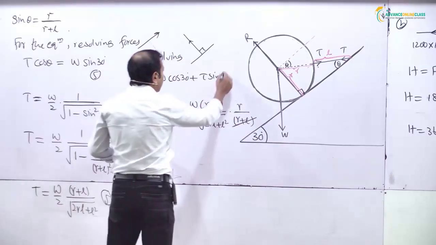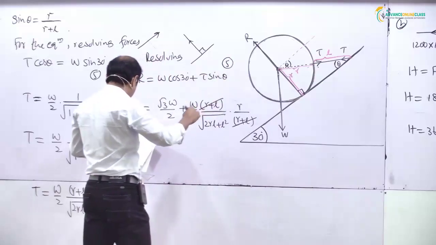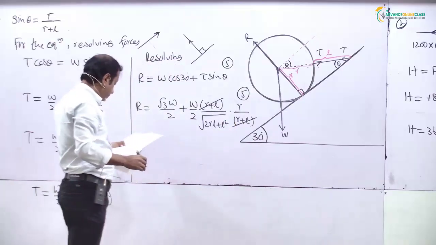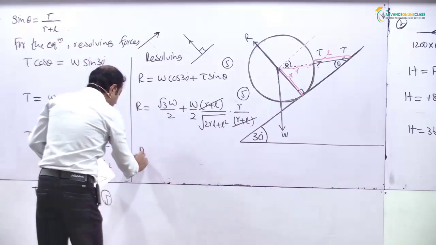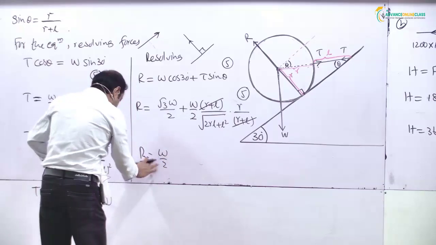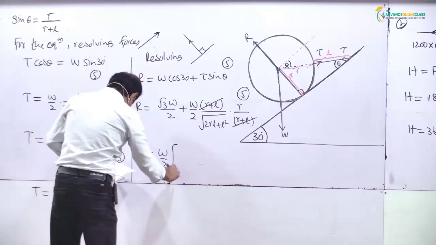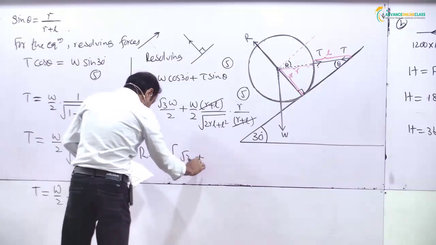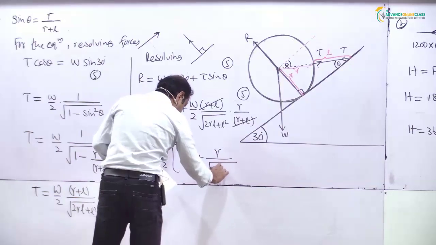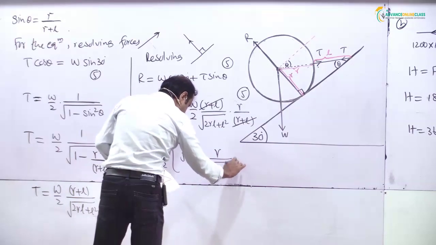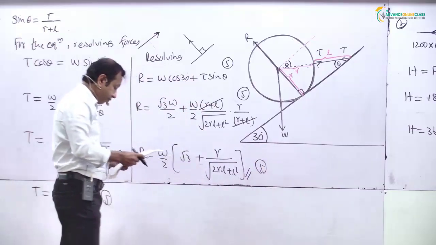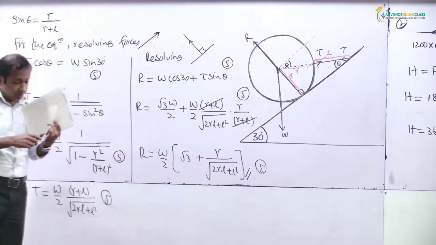So here we get 5 marks. This R we get 5 marks. Then finally, take this W by 2 out. You can write root 3 plus this way, one answer coming for R. For this 5 marks. This is the end of the discussion.